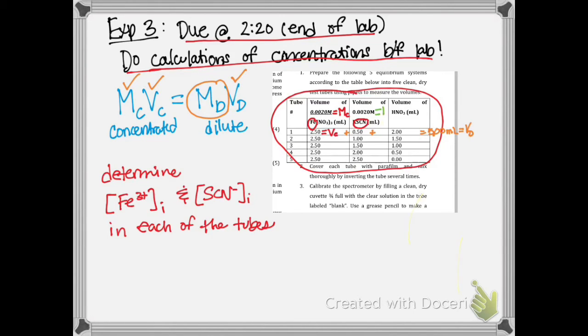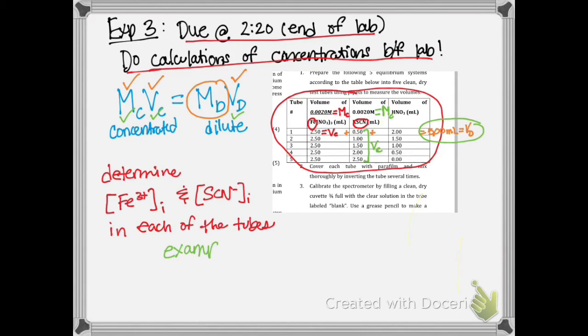Okay, our concentrated molarity is equal to 0.0020 molar. And we have those different volumes of the concentrated solution that we use. So it's either 0.5 or 1 or 1.5. And the total volume equals 5 in each of those test tubes. So VD equals 5. So again, we have those values, MC, VC, and VD.